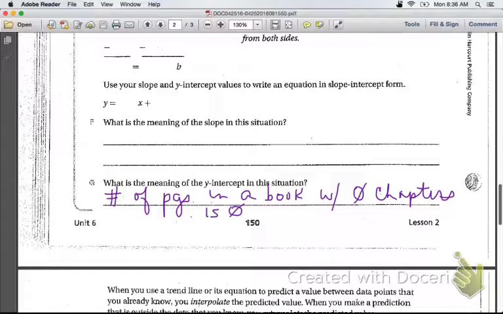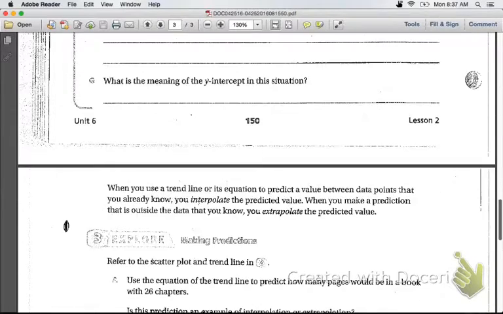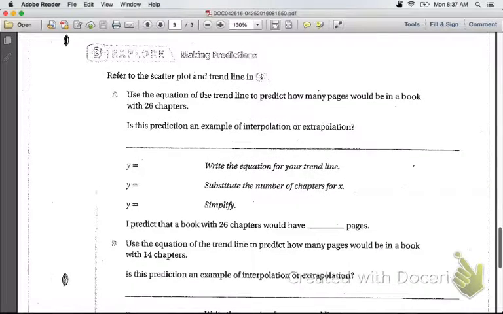So the last thing we're going to do then is make a prediction. Let's go ahead and use the last example. Use the equation of the trend line to predict how many pages would be in a book with 26 chapters. Is this prediction an example of interpolation or extrapolation?